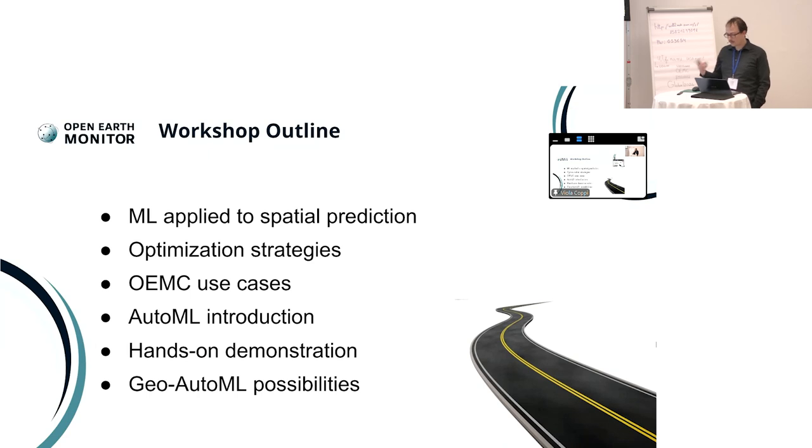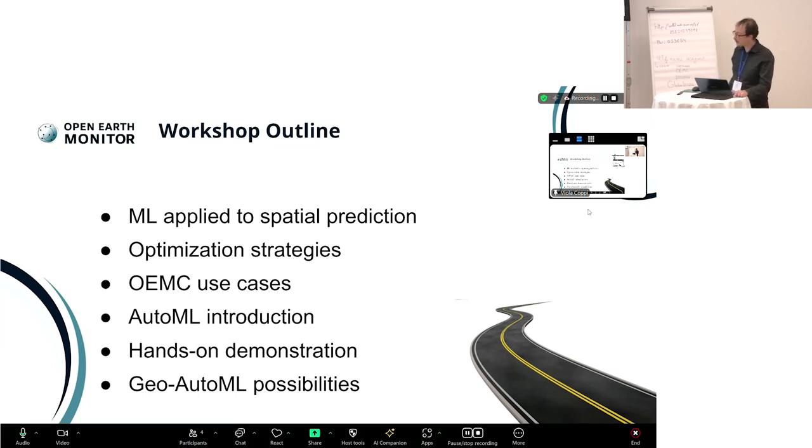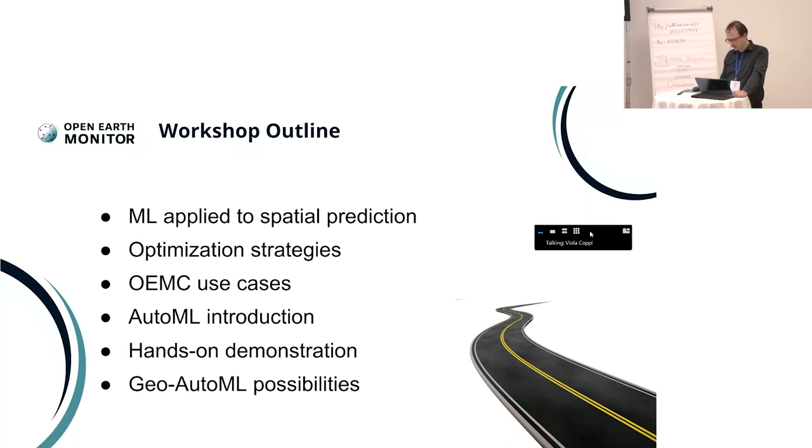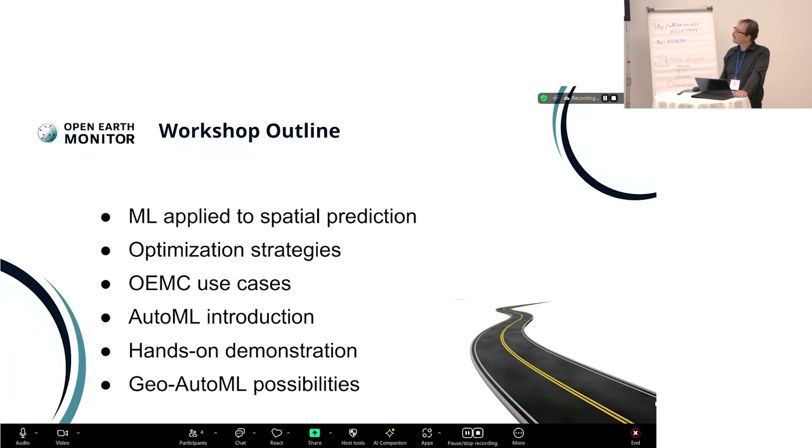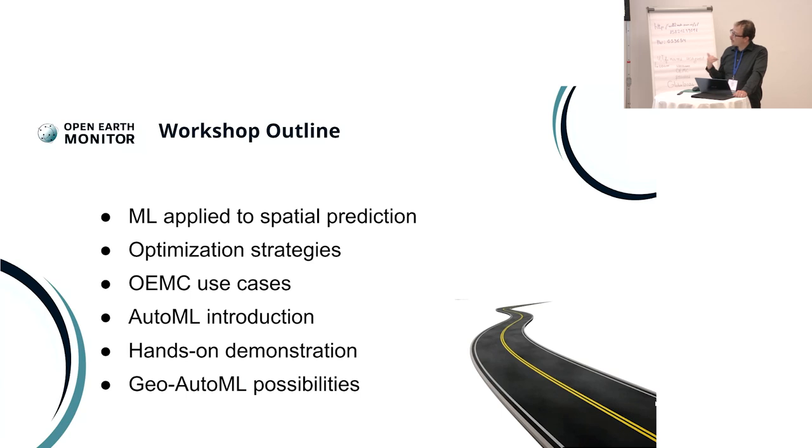I will link that with some use cases and give some introduction about this AutoML. It's a trendy term, more related to computer science, but also to the development community. Then the hands-on demonstration, also what I mean by Geo-AutoML and what the possibilities are considering all these technologies, and how we can use them together and combine them to produce better results.